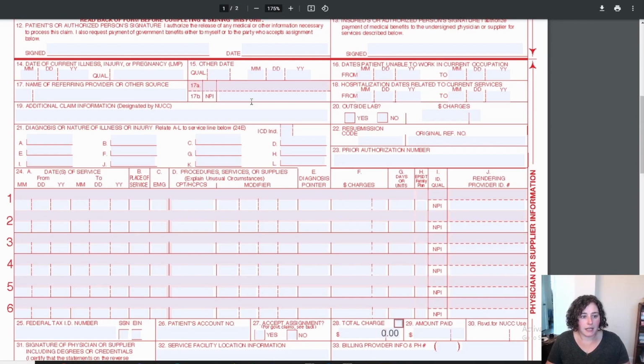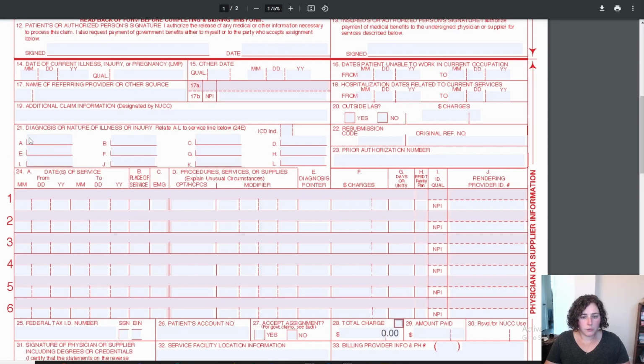So 17, name of referring provider or other source. If you're, let's say, seeing a Medicare patient, it is required for you to have a referring physician, and you would need to indicate that on the claim. You would indicate the referring provider name and then NPI. So you would want to make sure that you obtain their NPI from either the practice, or you can also use the NPI registry to look up an NPI number as well.